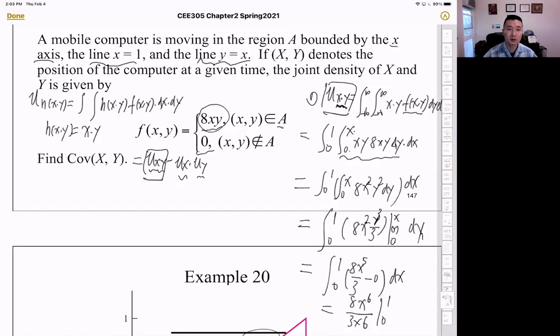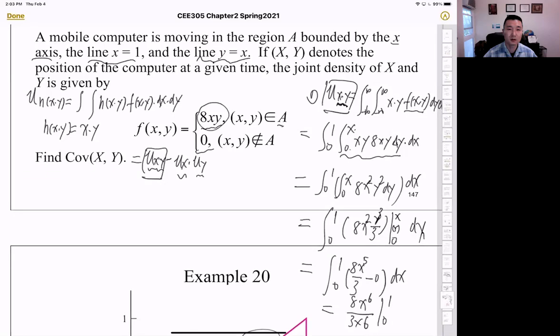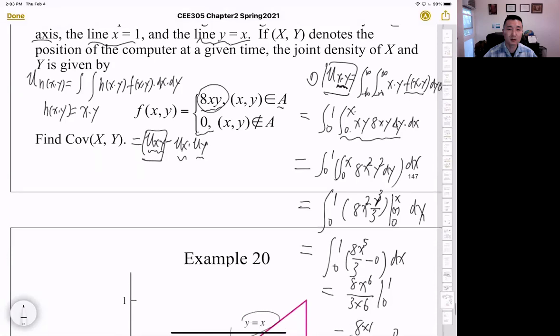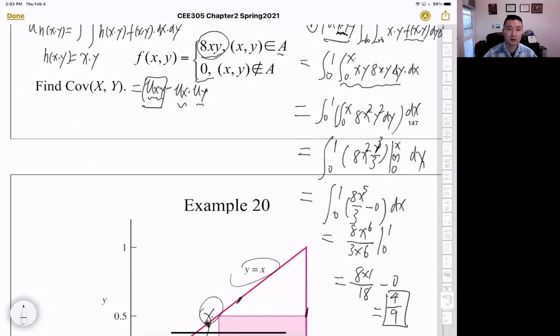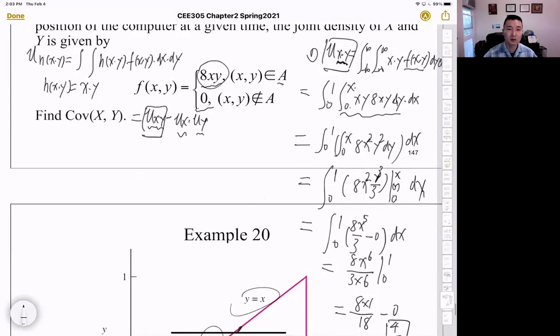All right. So last time we stopped here. All right. So asked us to calculate the covariance, which is mu xy minus mu x times mu y here. Okay. And last time we calculated mu xy, which is the mean value of x times y, which is equal to 4/9. And then let's get the mu x and then the mu y.